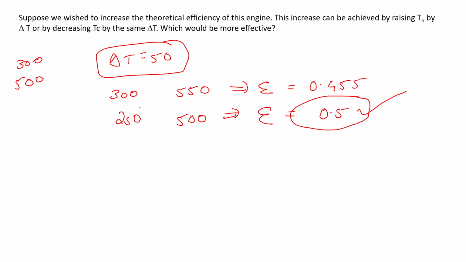So what we did, we reduced the Tc value, right? Mathematically we are saying this is feasible, but in the practical case, what will happen? Changing the temperature, only the TH value is possible. We can increase the fuel burning rate, then we can increase the temperature. But how much the temperature rises depends on the fuel.